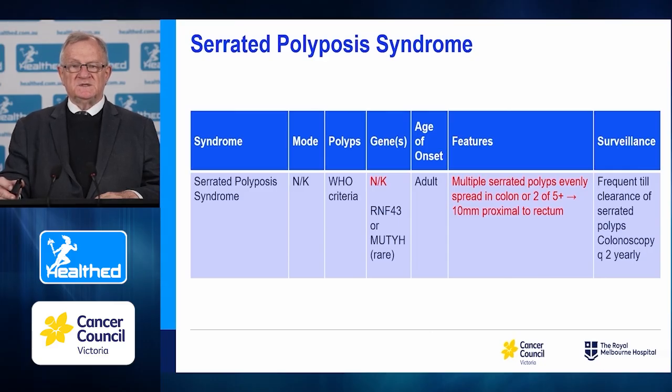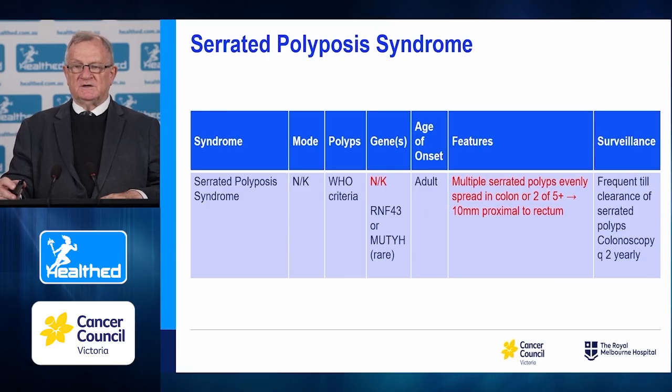The problem here is it's the only polyposis syndrome we haven't got an identified germline mutation for. It does have a cancer risk of about 4 to 5-fold, and there's also a similar risk in relatives of about 4 to 5-fold, although they don't seem to get the serrated polyposis. Only about 8% of the relatives get the same serrated polyposis syndrome, but they get the same bowel cancer risk.